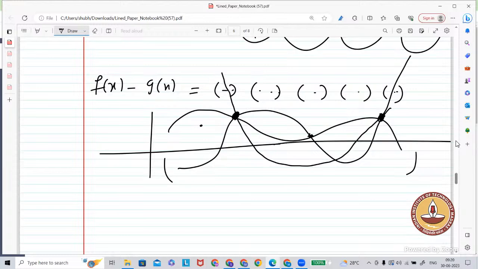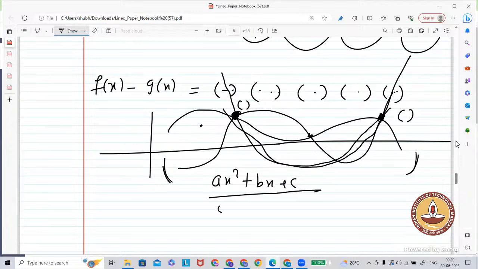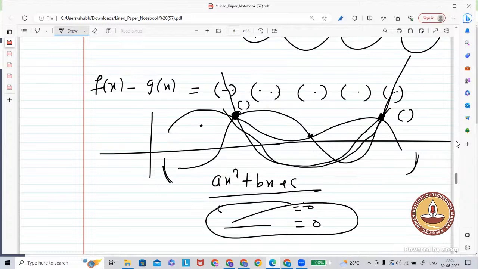Once you find the intersection points in that range, and using that it passes through them, you will find the output. And if you have a polynomial, a quadratic, ax squared plus bx plus c, if you substitute the points one by one, you will get two equations. You need to solve those two equations.